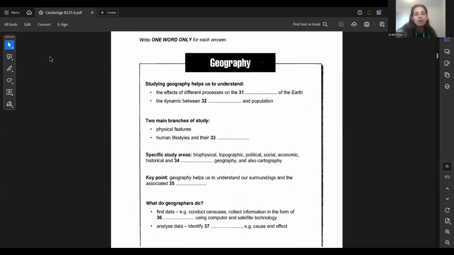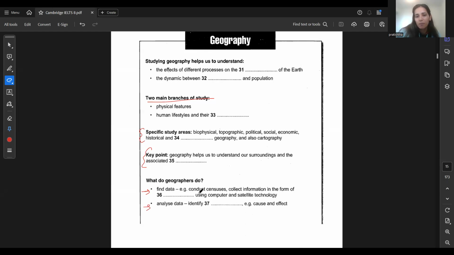So we will focus here on the effects of different processes on the dash of Earth, the dynamic between dash and the population, two main branches of study. So we'll talk about that majorly. Then we have human lifestyle and there. So focus on two main branches of study. Specific study areas, we will focus on this part. Key points, again, what do geographers do? So they would find data and analyze data. So something related to this.